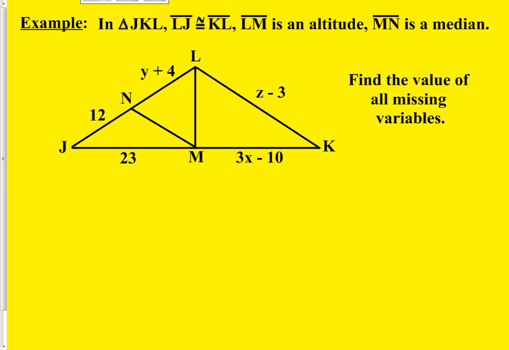In triangle JKL, line segment LJ is congruent to line segment KL. Line segment LM is an altitude. Line segment MN is a median. Find all of the missing variables. So please copy down all of that detail, then copy down this diagram, including all of the vertices and the information that is provided. We will cover this problem in class together. No need to try it on your own. Just please do get it copied down. Press pause now if you need more time.